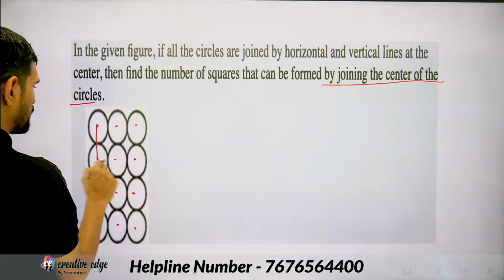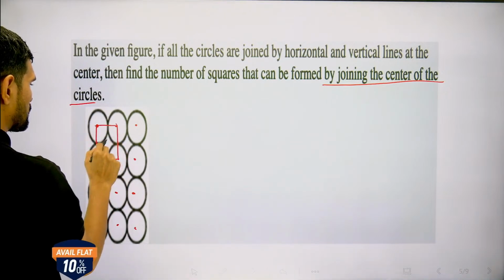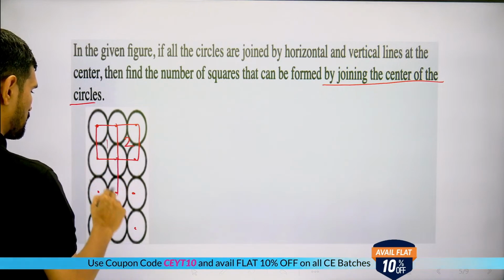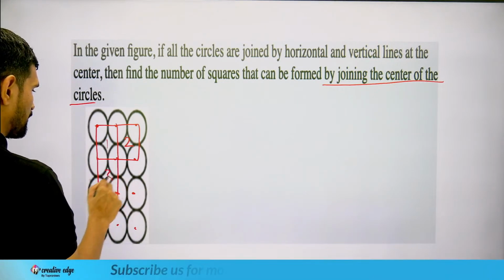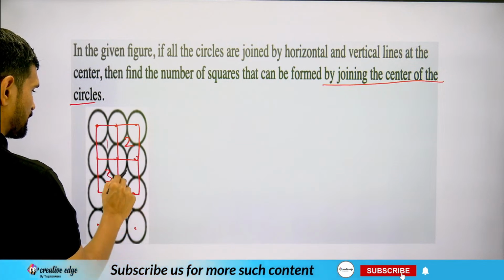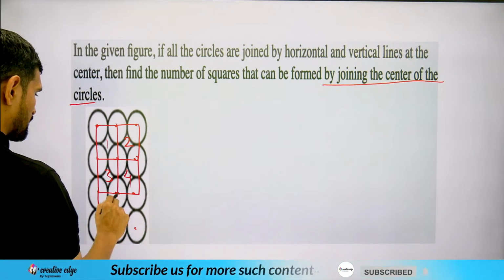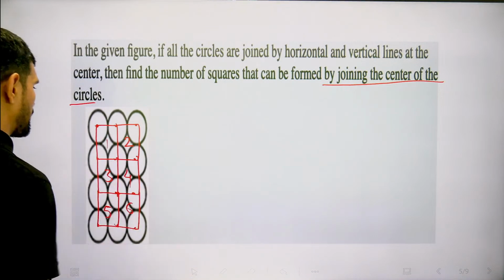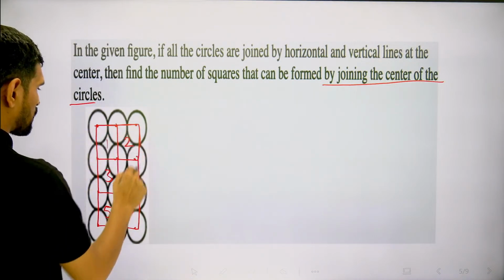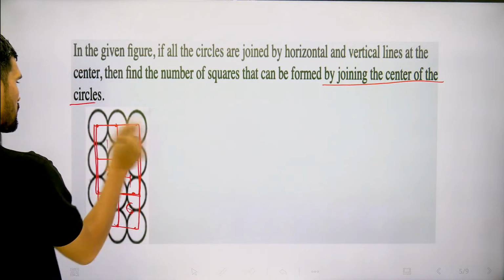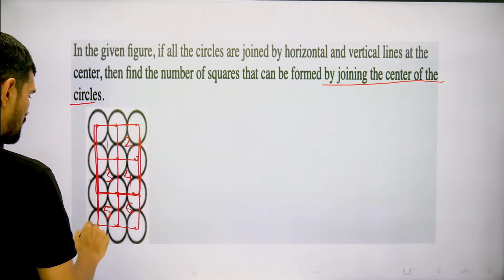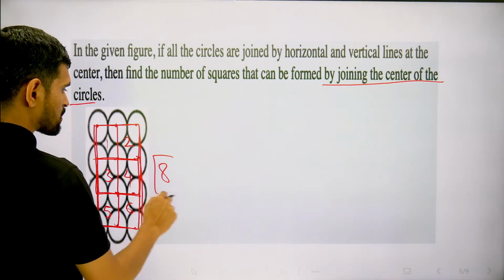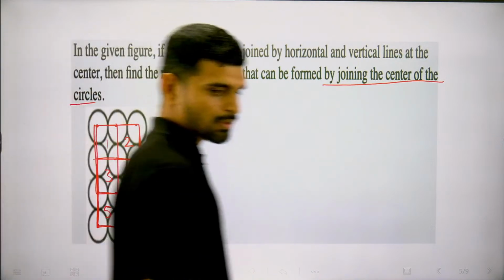So the very first one is this one. This will form first square. This will be forming second square. This will be forming third one. This one will be forming fourth one, fifth one, sixth one. Right. Now, if we join this 3 cross 3 square, this will be seventh one, and this will be eighth one. So overall, 8 squares will be there. Fine.